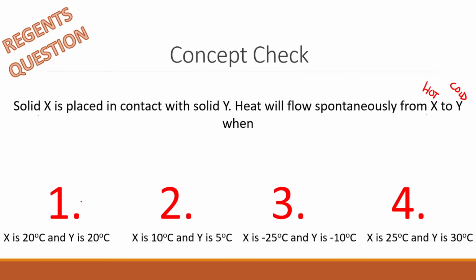Choice 1 has X and Y at the same temperature. There's not going to be heat flow here. Choice 2 has X at 10 degrees and Y at 5 degrees. X is hotter than Y, so we're going to have a heat flow from X to Y. Choice 3 has Y hotter than X. Choice 4 also has Y hotter than X. So in choices 3 and 4, we're going to flow from Y to X. The only choice that shows heat flowing spontaneously from X to Y is choice 2.